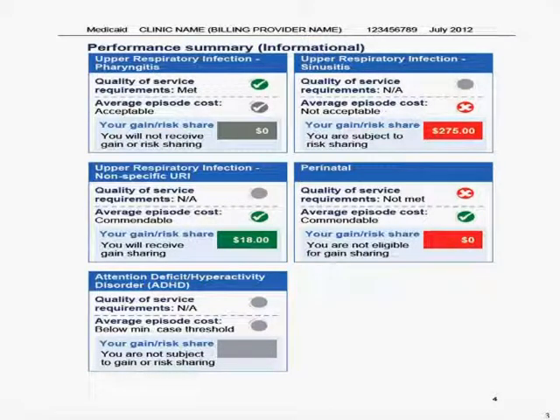Gray is no impact on payment. If your costs are between commendable and acceptable, there is no gain or risk sharing. Red is risk sharing. If your costs are higher than the acceptable threshold, which is in the sinusitis episode, regardless of whether the quality standard is met, you are subject to risk sharing. The dollar amount will be shown on the third section of the episode in the rectangular box.